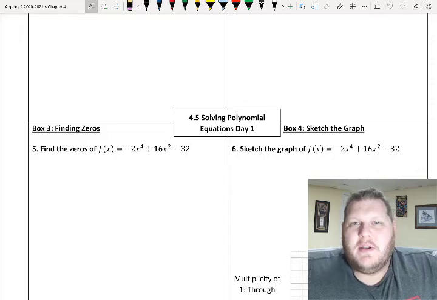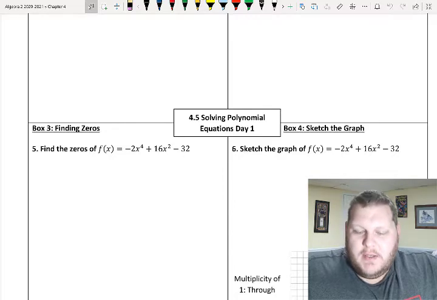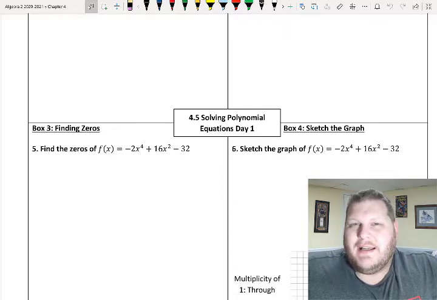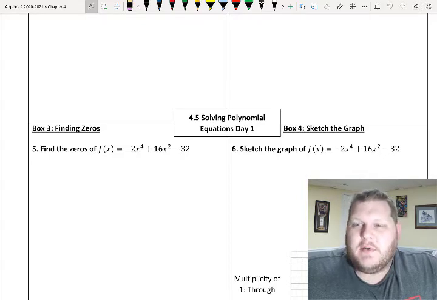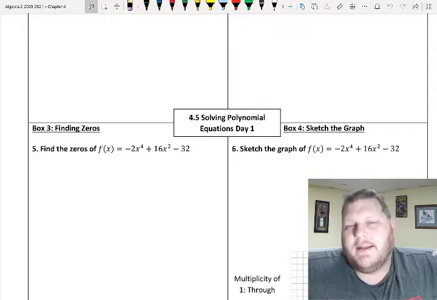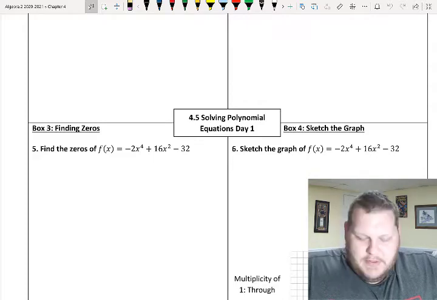Hey guys, today we are looking at 4.5. This is going to be day 1 of 4.5 notes. Here specifically we're focusing on solving polynomials, and then in box 4 we're revisiting how we sketch out those graphs using different things we have learned so far this chapter, and now some different tools that we'll use here as well.